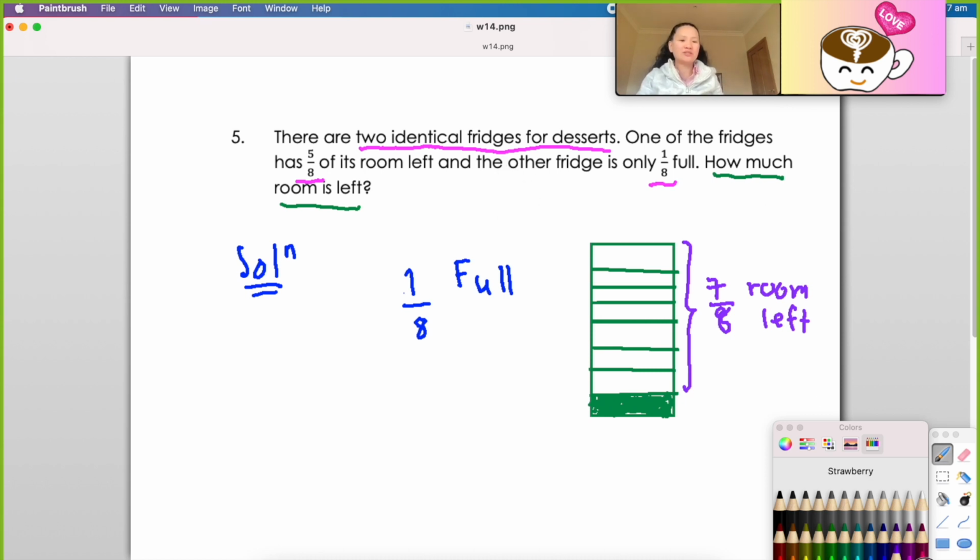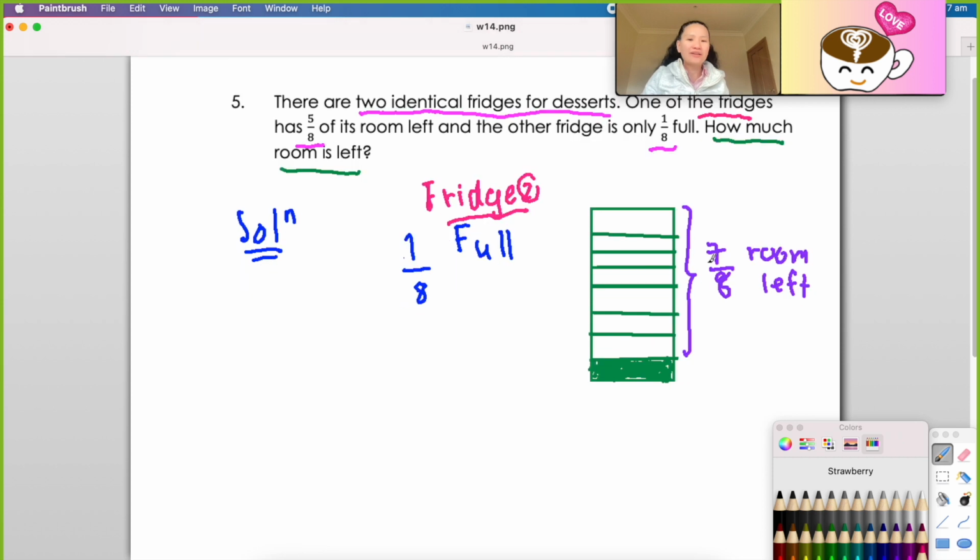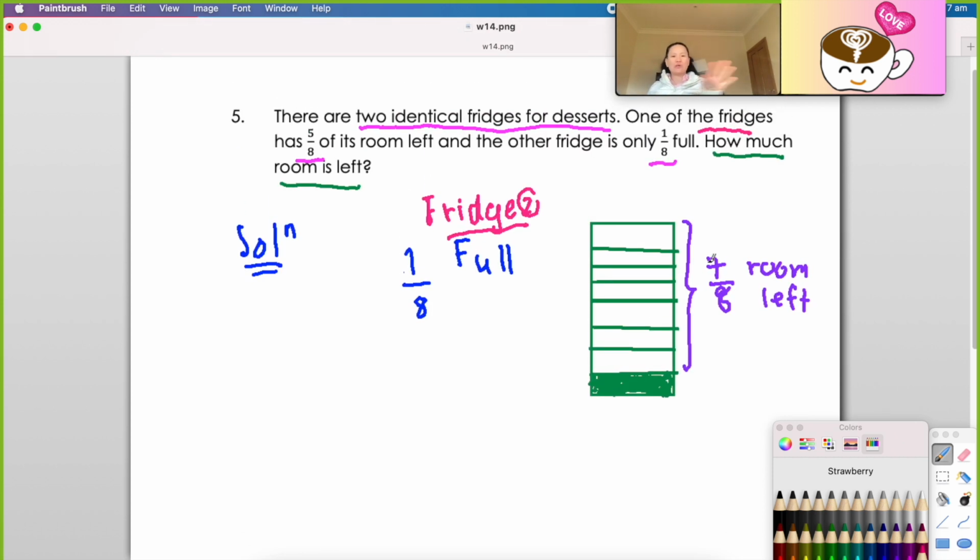This one is for the fridge number 2. Okay. So now from here it's easy for us because we know that one of the fridge has 5 out of 8 room left. Another one has 7 out of 8 room left. So what is going to be is like this. Okay, Grace, after you finish drawing and writing down everything, let me know how we're going to do the next step. Okay, so done.